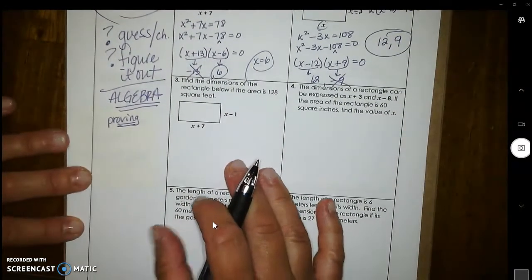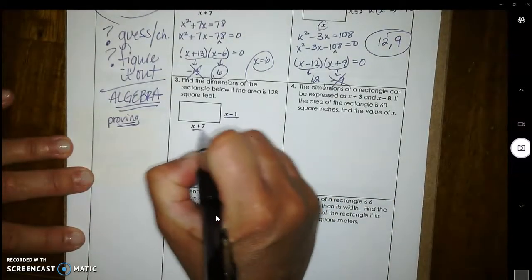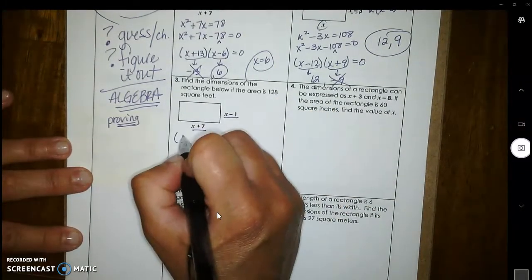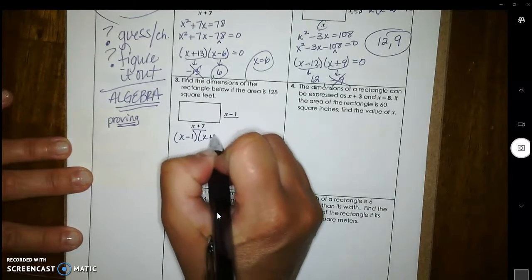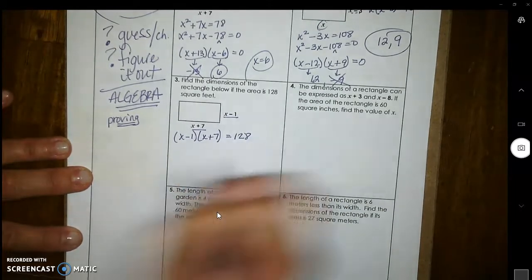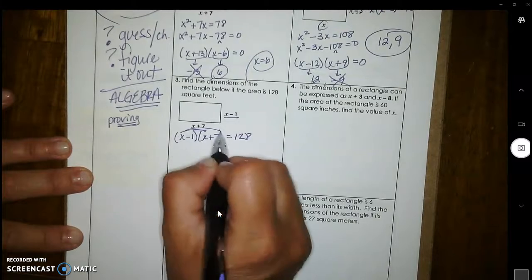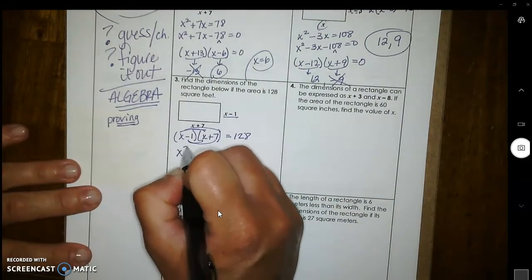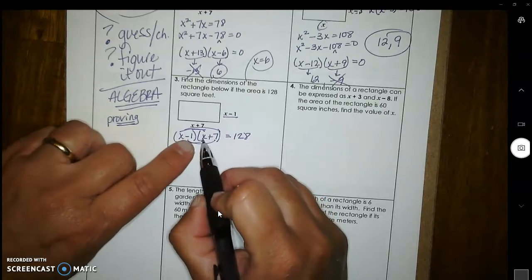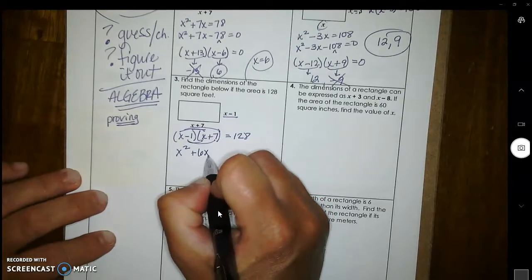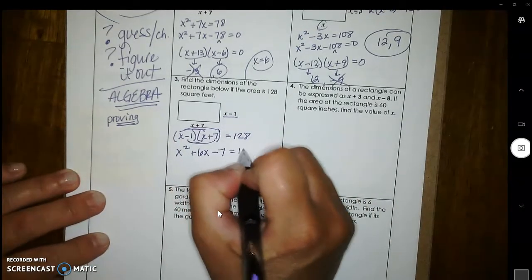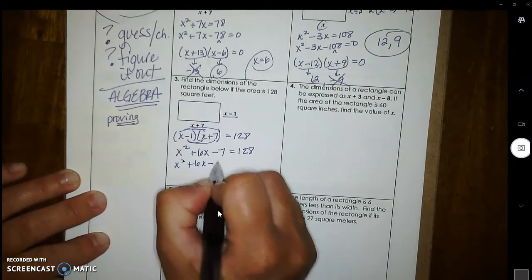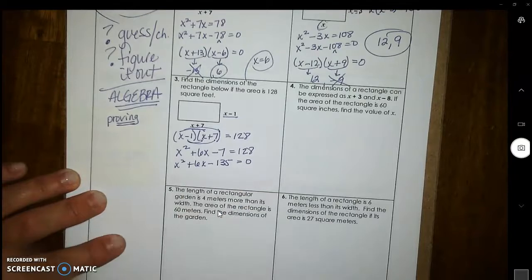Number 3. This time, our length and width are 2. And so please make sure that you're putting them in parentheses. They're 2 binomials. Okay? And the area is 128. So you're going to have to do some foiling, some hardcore foiling. It's been a while. So we're going to get x squared, positive 7 minus 1 is going to be a positive 6x minus 7. We're going to move the 128 over, and we get a negative 135.